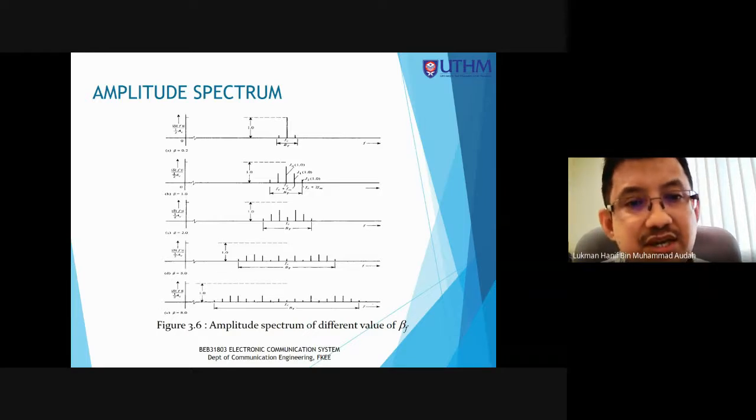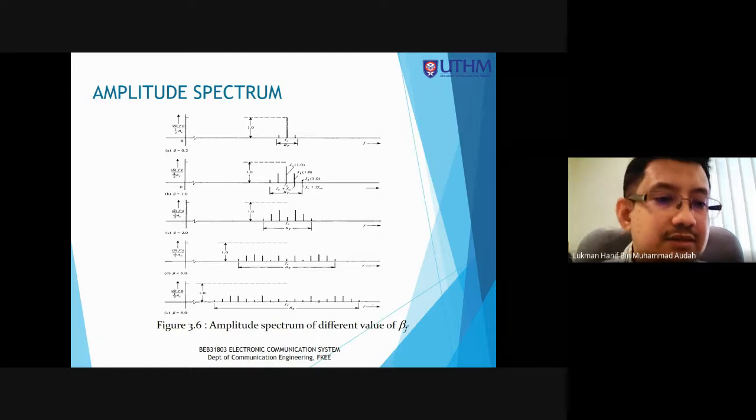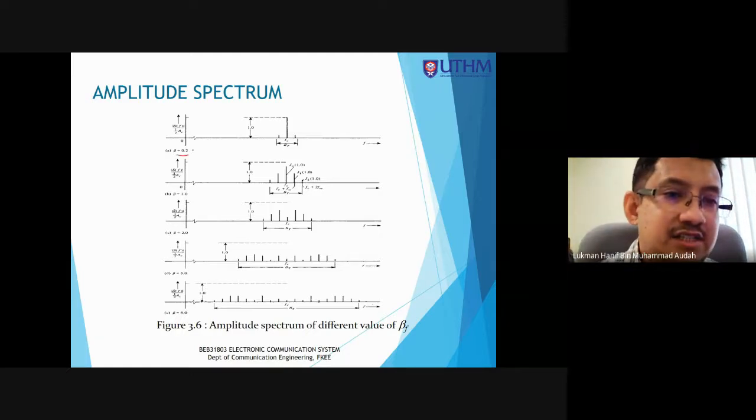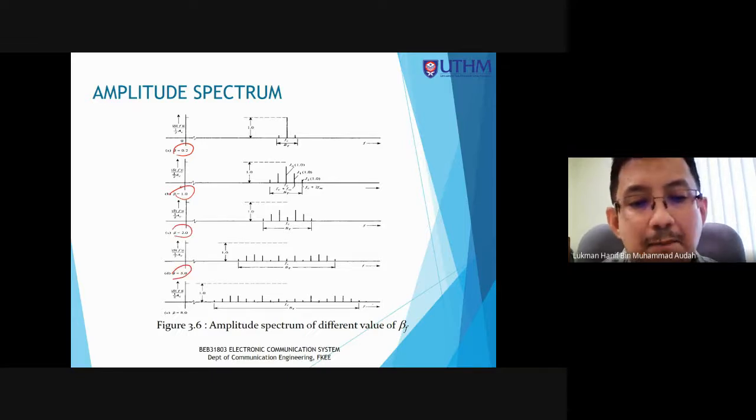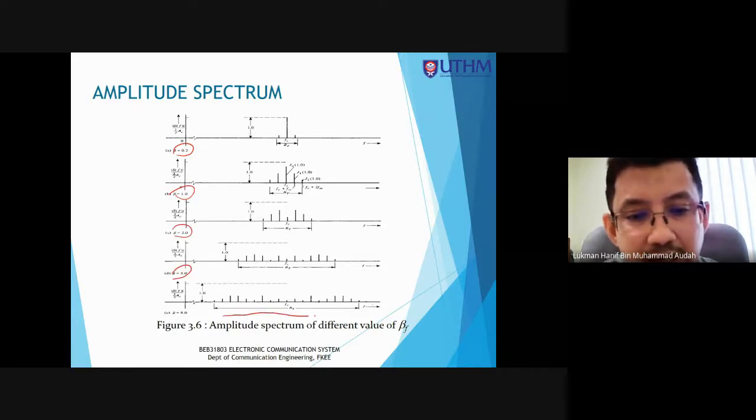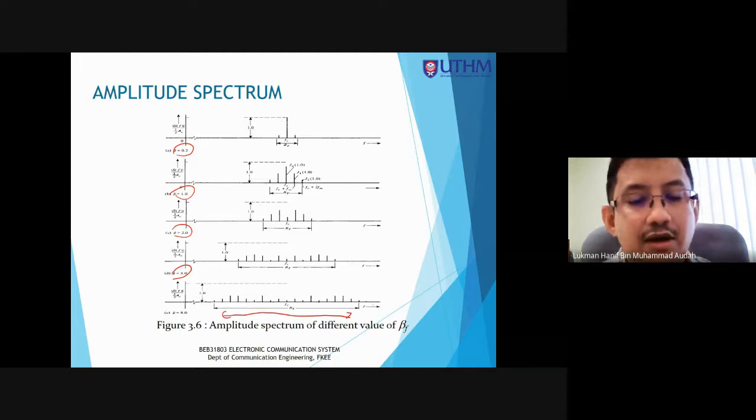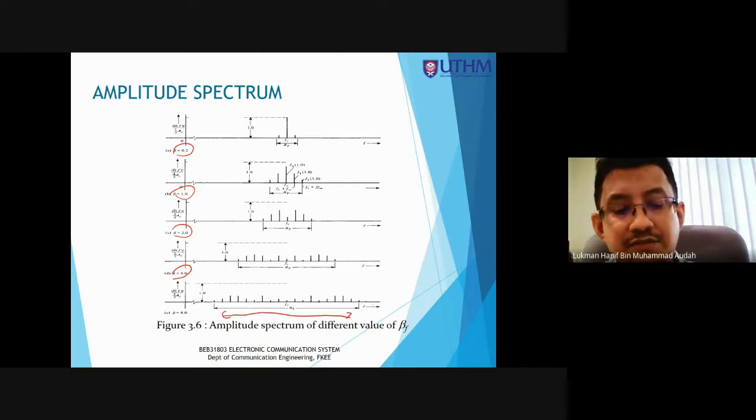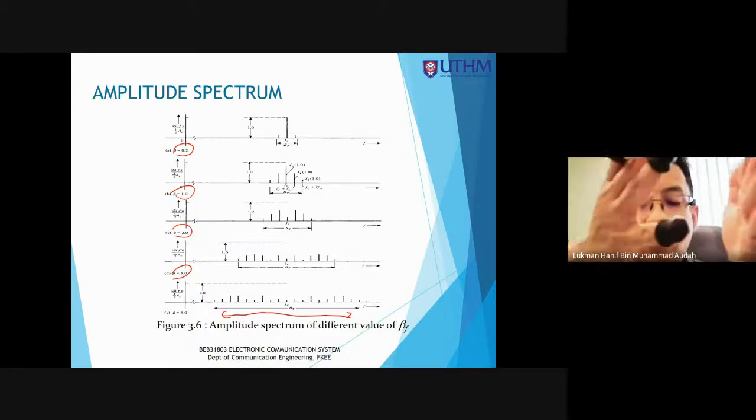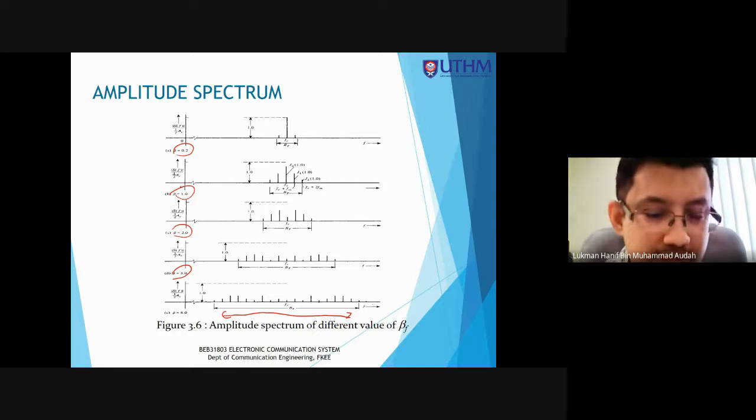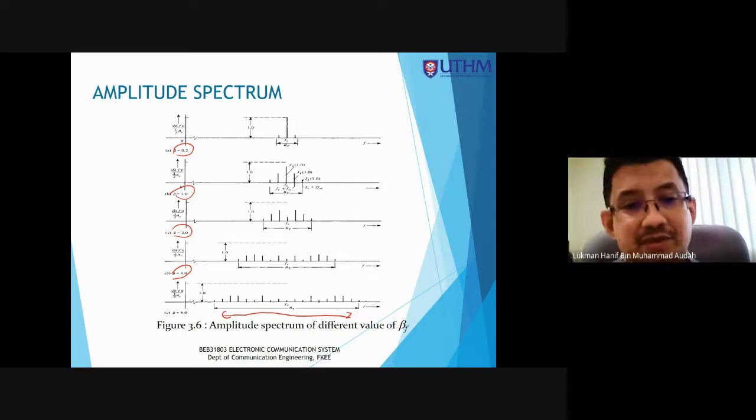Okay, so you see that the larger the beta, lagi besar nilai beta, maka lagi besar nilai bandwidth. Akan ada banyak sidebands. Okay, the larger the value of beta, you're gonna get more sidebands, and the bandwidth gonna be bigger. Nampak.